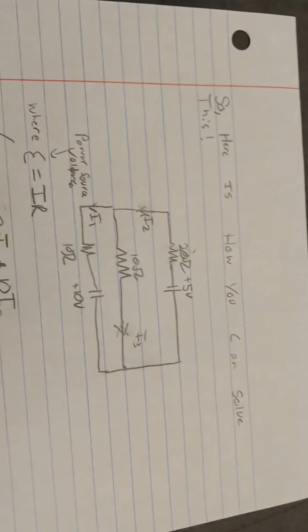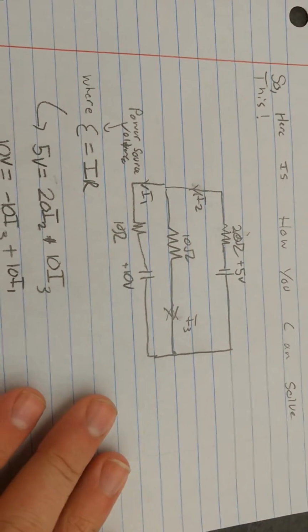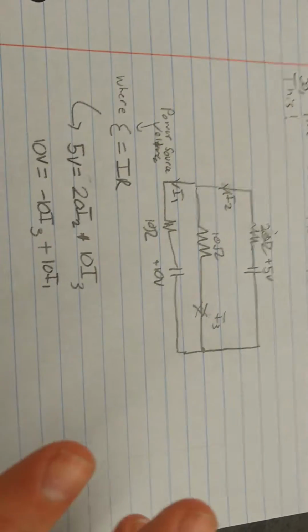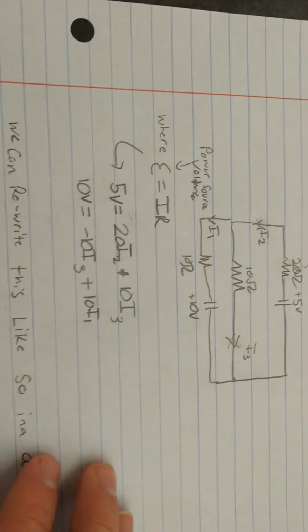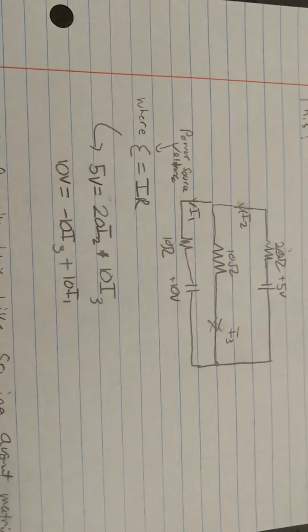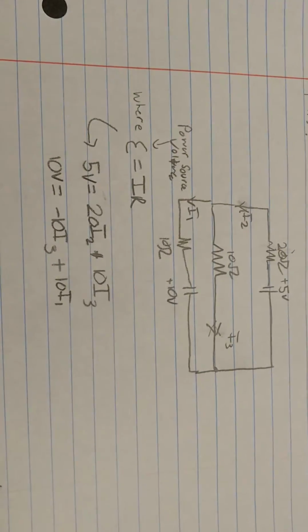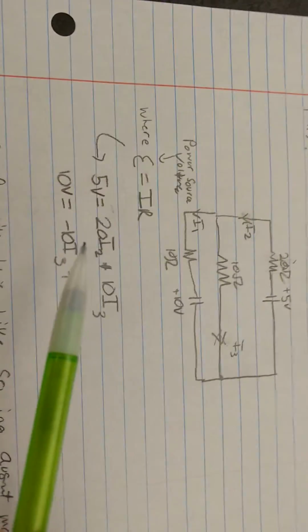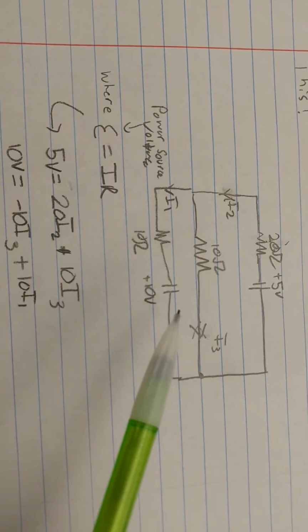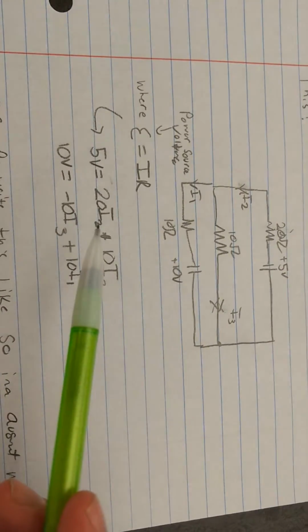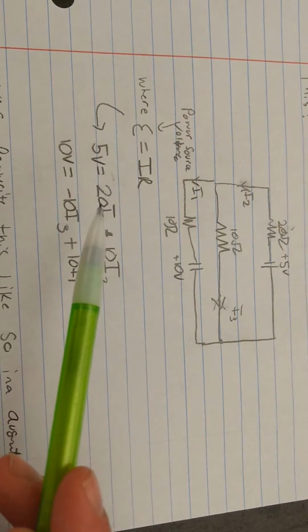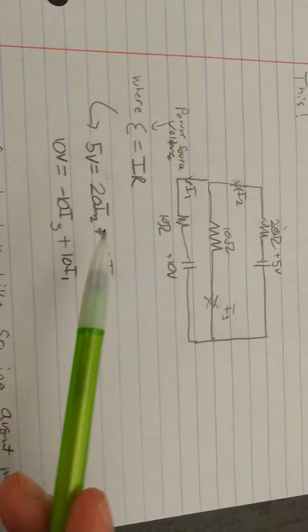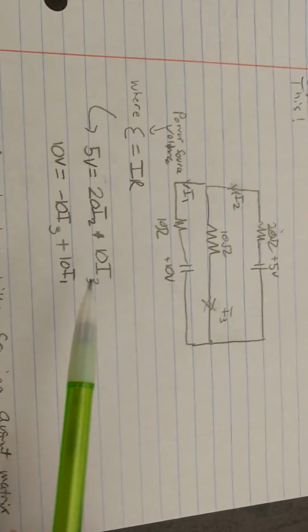Which then brings us to here. So how do we solve for this? Well, this brings us to the third law, the final law, where V equals IR, where V in this case is actually E, which is our power source voltage. So we know all this, and we can rewrite these two loops. We have one loop here and one loop here. We can rewrite these loops where our 5-volt loop, which is the top loop, is equal to 20 I2, which is 20 ohms with I2, we don't know what I is, and 10 ohms in I3.